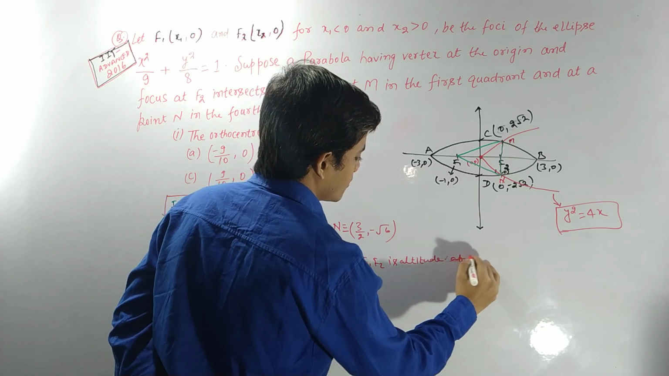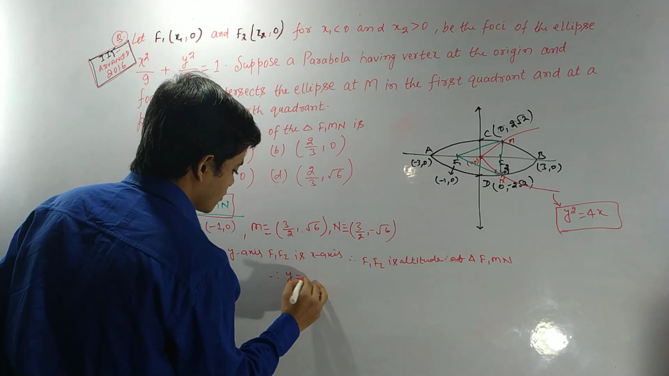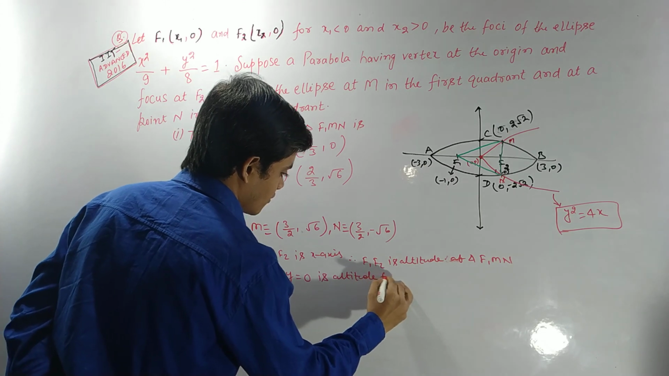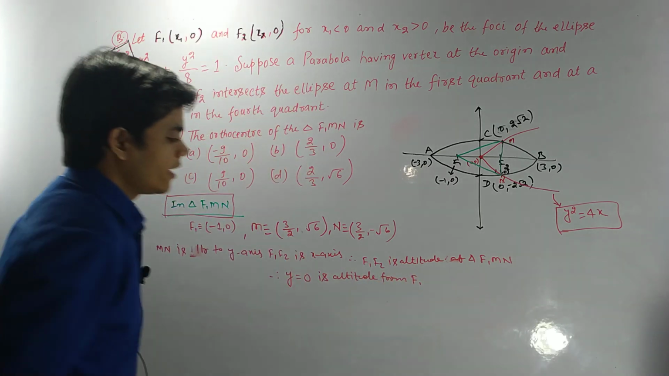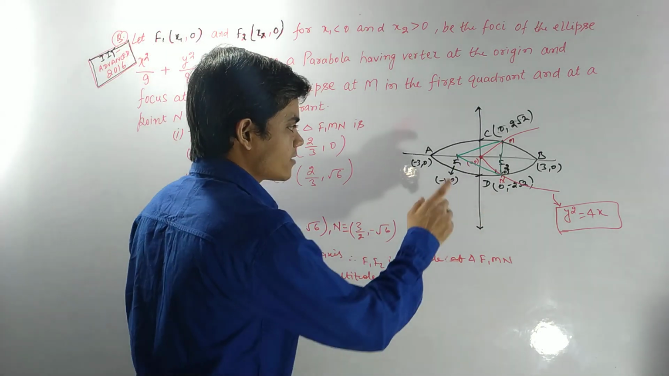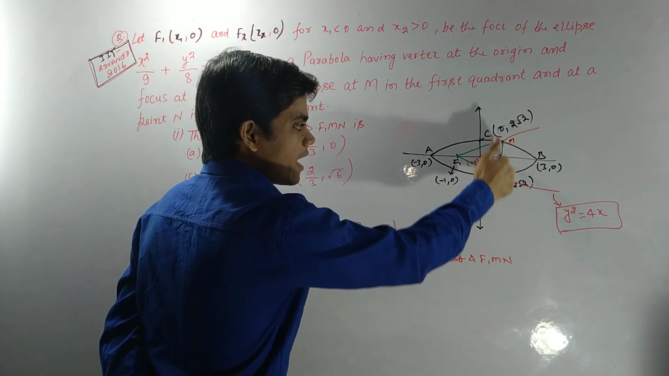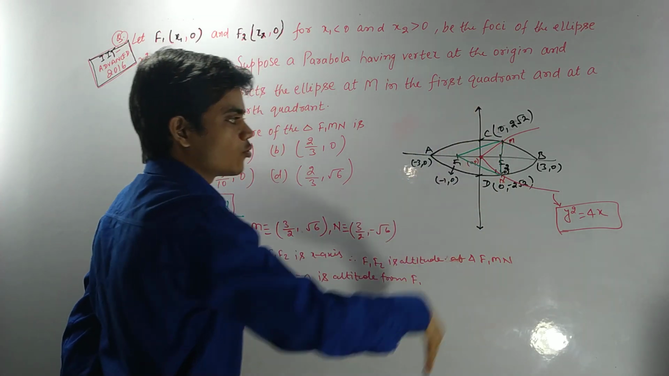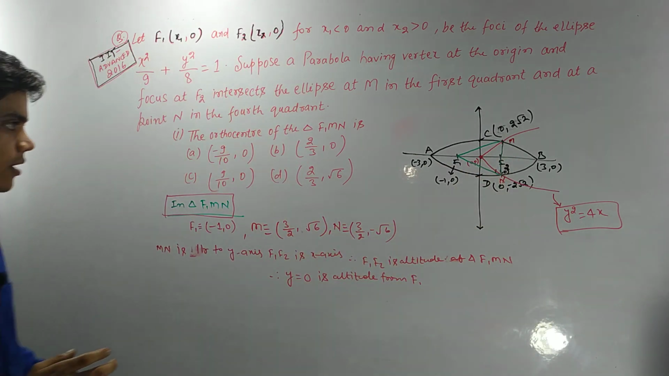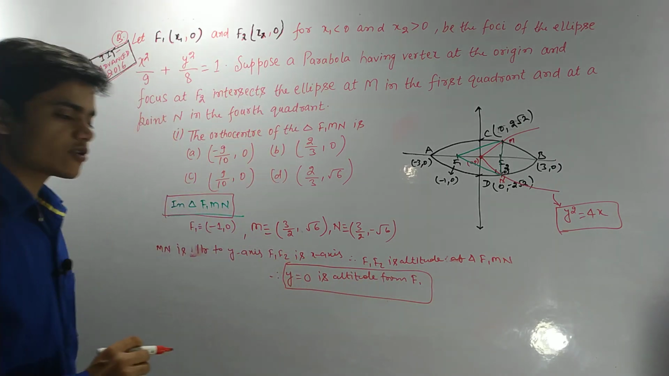an altitude of triangle F1MN. Therefore one altitude is y equal to 0, the altitude from F1. In triangle F1MN, we can easily say that F1F2 is the altitude on MN. Why? Because MN is parallel to the y-axis and F1F2 is nothing but the x-axis, so they are perpendicular to each other. Therefore y equal to 0 is the altitude from F1. It is quite clear.